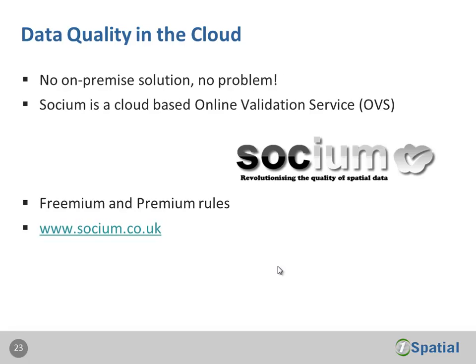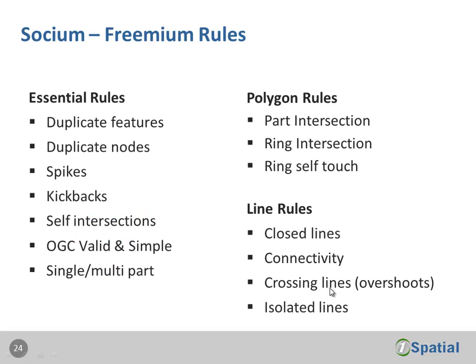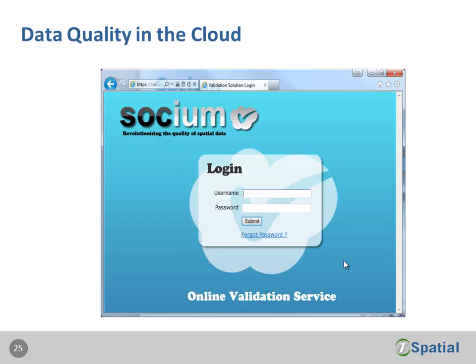So data quality in the cloud, moving away from the desktop briefly, is something that can also be done. If you don't have an immediate install of FME to get your hands on, you can get access to very similar data quality rules and testing using OneSpatial's online validation service, which goes under the name of Socium. So if you go to the socium.co.uk website, there are a series of freemium rules, but also some premium rules that you can get access to. And everything I'm about to show you is freely accessible under the freemium capability.